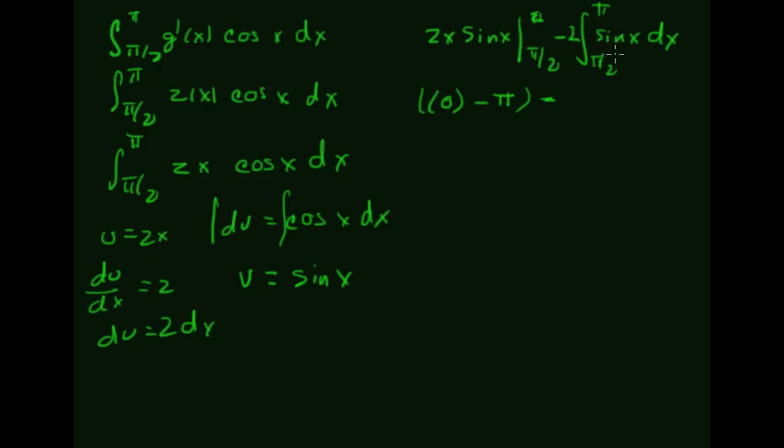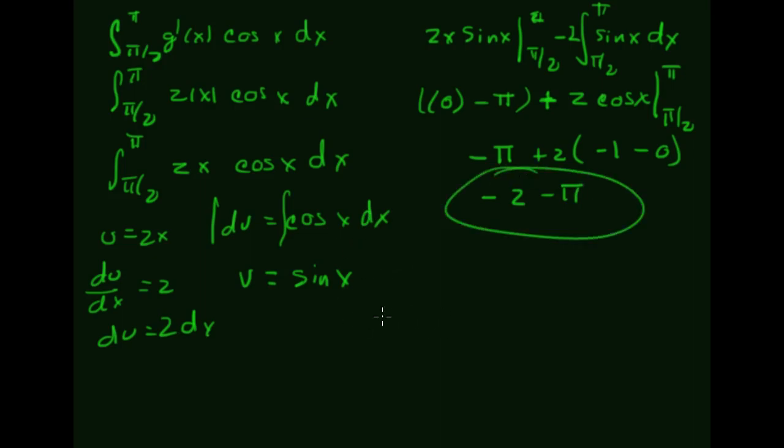The antiderivative of sine is the negative cosine, so it's plus 2 cosine x from pi over 2 to pi. So this is negative pi plus 2 times the cosine of pi, which is negative 1, minus the cosine of pi over 2, which is 0. So this is negative 2 minus pi. And that's the final answer. All right, so there you have it, a little bit of an integration by parts problem there.